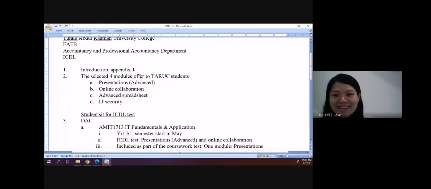Of course, it's not cheap, you know. For all of the students we cover 600 ringgit per module. You can go to their website and check. That's why we only give you two free. When it comes to degree, at that time we cover another two.